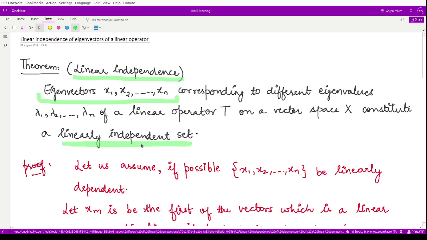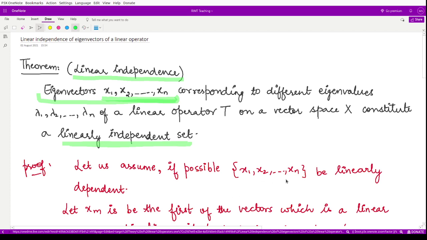Now its proof is very simple. So let's see how we can prove this. For that we prove as usual using the method of contradiction. So what we do, if possible, we assume that this set of eigenvectors is linearly dependent. Right. So this is what we are doing. We are assuming x1, x2 up to xn to be linearly dependent.